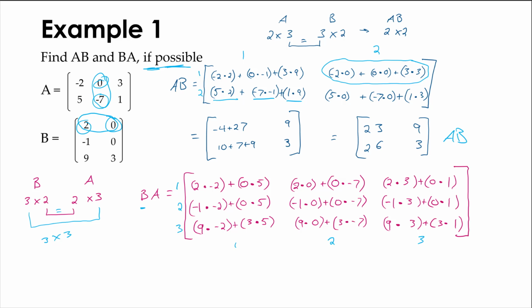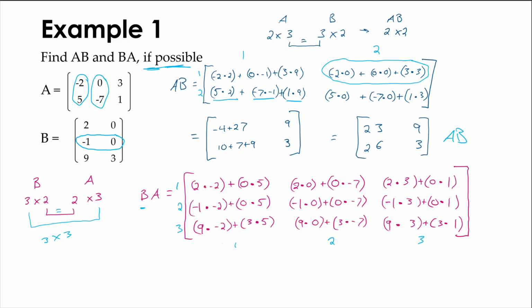And then I move on again to my row 1, column 3. So I've got 2 times 3 plus 0 times 1, which is what we have here. I'm just adding those products together. And then as I move down, row 2, column 1. So row 2 of my first matrix, which is B, column 1 here. Again, I'll have row 2, column 2, which is next.